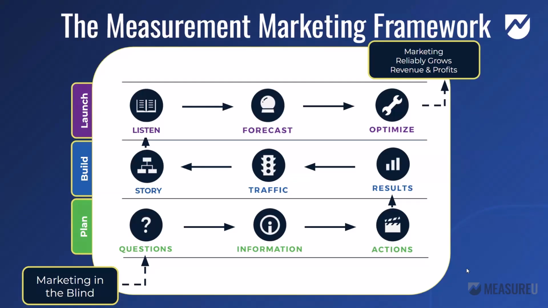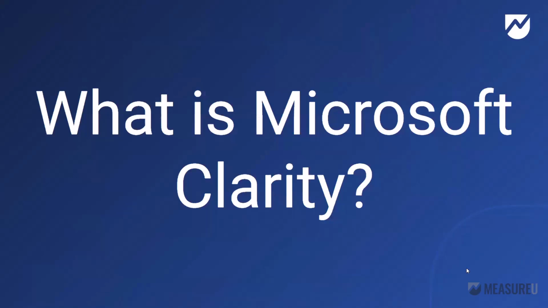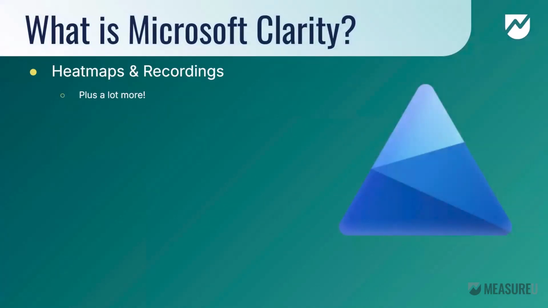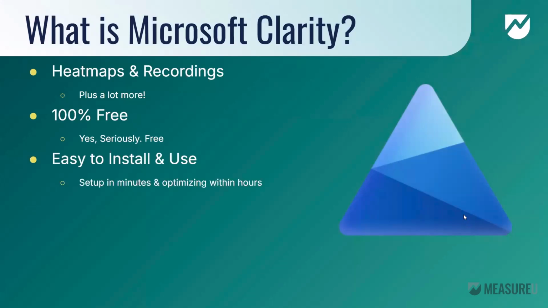But let's go ahead and double check exactly what Microsoft Clarity is before we dive in, in case you or someone on your team doesn't exactly know. So Microsoft Clarity is a heat map and recording tool, and plus it does a whole lot more, which you can obviously go through and see. It is 100% free. Yeah, seriously, it's free, and it says it's going to be free forever. There isn't a plus version or anything like that right now. It is completely free. It is really easy to install and use. You can get set up in minutes, and it starts collecting data right away.